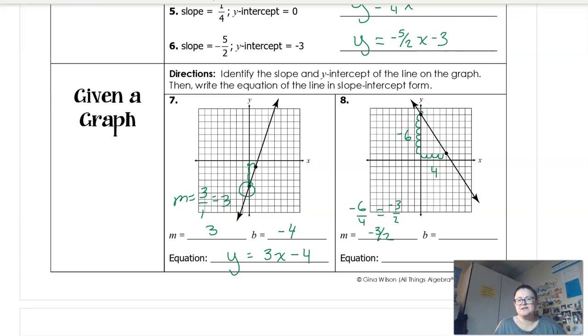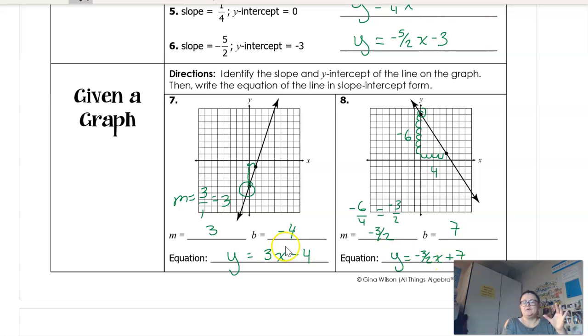And our y-intercept is this number up here, which appears to be 1, 2, 3, 4, 5, 6, 7. And that is +7 this time. So our final equation is going to be y equals -3 over 2x plus 7.